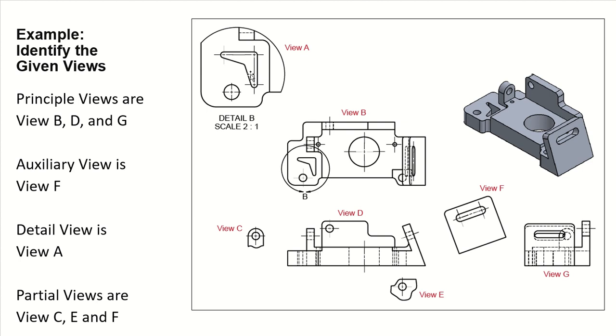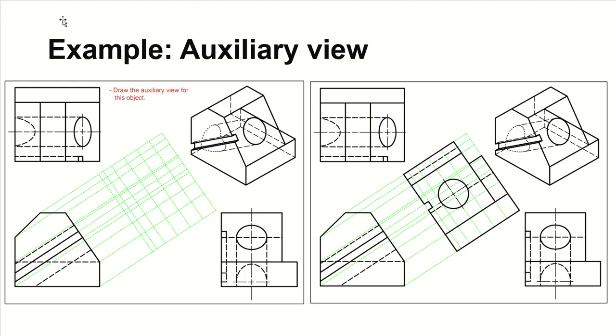Your partial views are everything that's chunked out, so we have little C view here. This is all chunked out, and then there's another section that we chunk out, which is view E, and then of course your view F is also a partial auxiliary here. Okay, so that's everything: your views, auxiliary view, and then the partial view on the edge. Okay, so let's go to the next one.